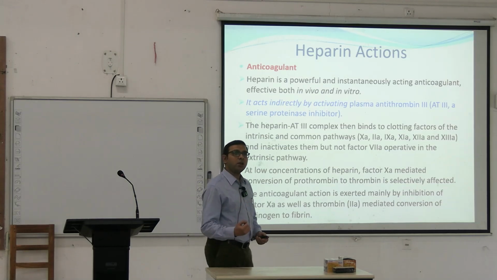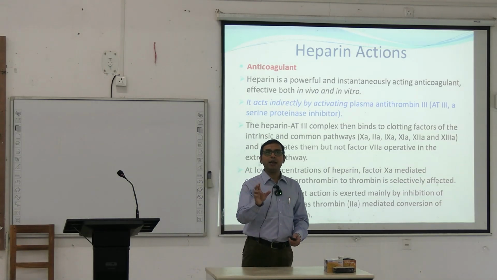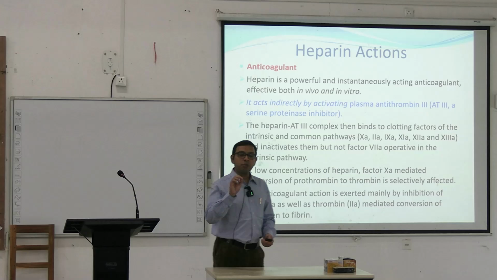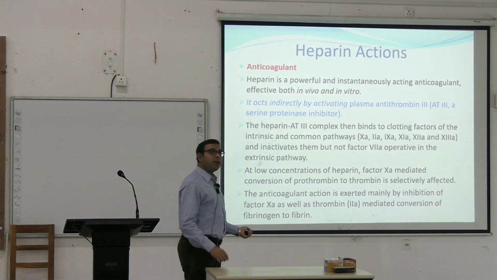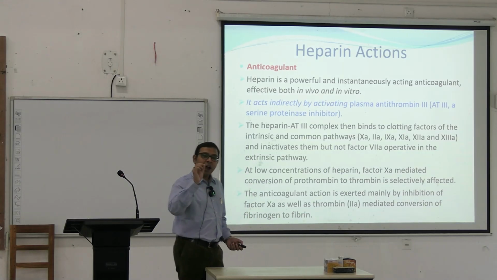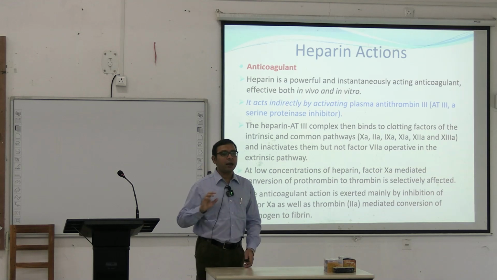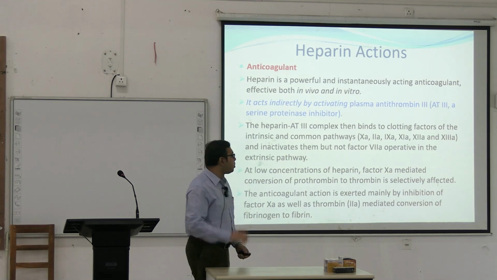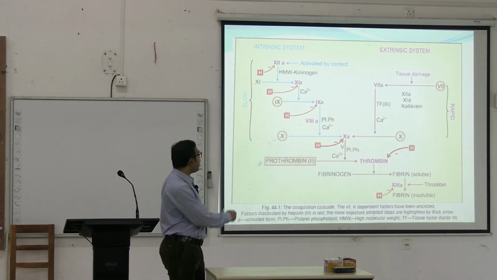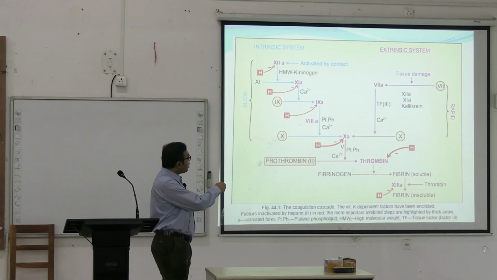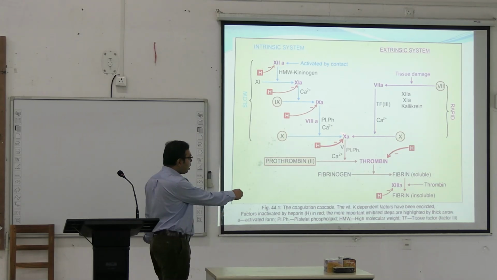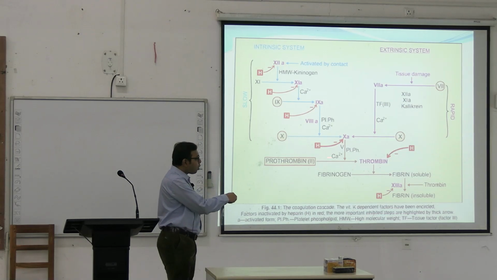So when the concentration is low, factor 10A mediated anticoagulation mainly happens, while when there is a high amount, both factor 10A as well as factor 2A, that is prothrombin to thrombin, are affected. So you can see these are the areas where the heparin blocks. Heparin blocks the main things I have already said: prothrombin to thrombin, factor 2 to 2A, and factor 10 to 10A.